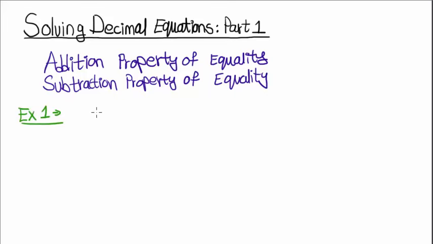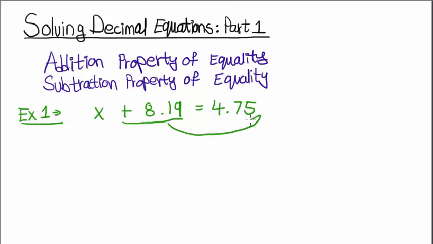So let's say I have something such as x plus 8.19 is equal to 4.75. The goal of this problem is to solve for the variable x, and in order to do so, I need to find some way of getting x all by itself. Basically, I need to isolate the variable x. Now we know from the previous videos that in order to do so, I really need to move this term, which is plus 8.19, onto the other side of this equation.